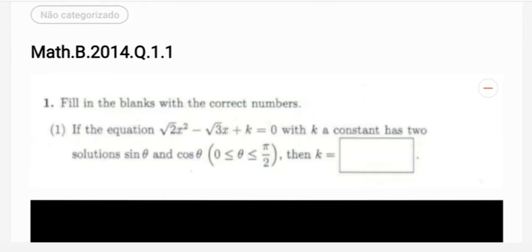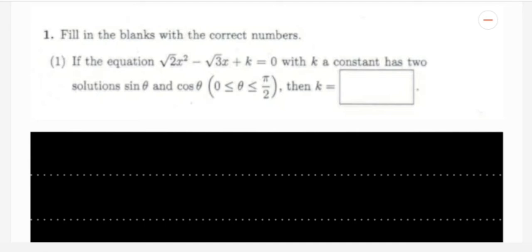So hello everyone, let's solve MEXT.Math.B 2014 question 1.1. Fill in the blanks with the correct numbers. If the equation, this equation over here, equals 0, with k a constant, has two solutions, sine of theta and cosine of theta, then theta is equal to, okay, so look, it has two solutions, okay?